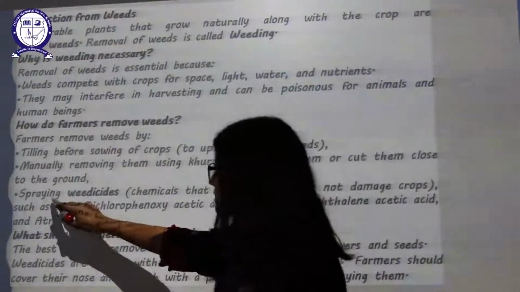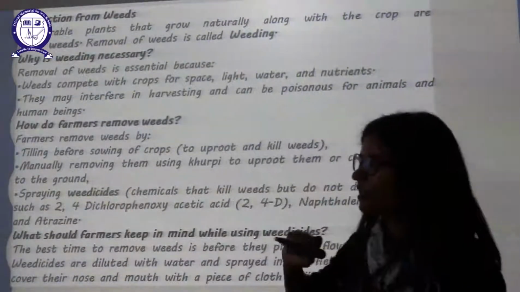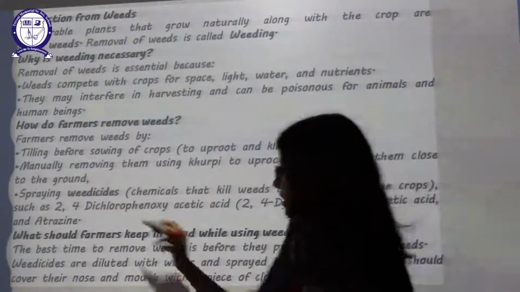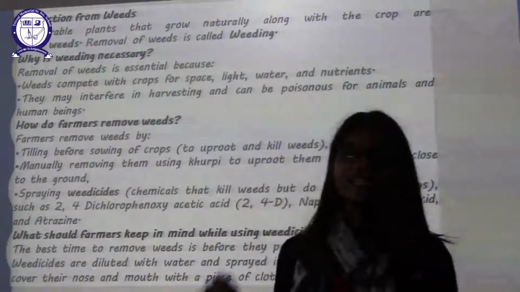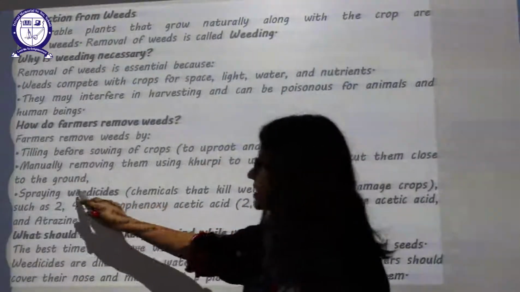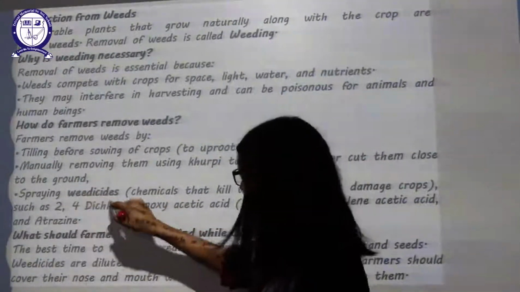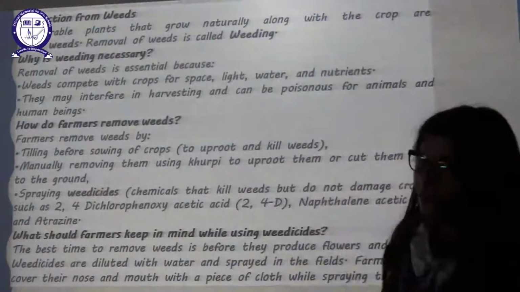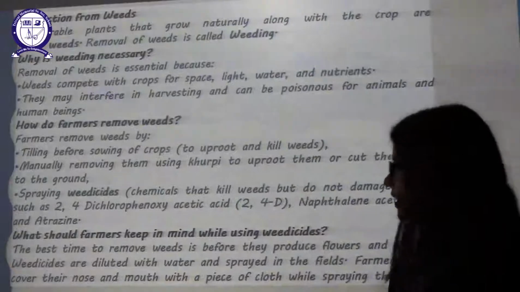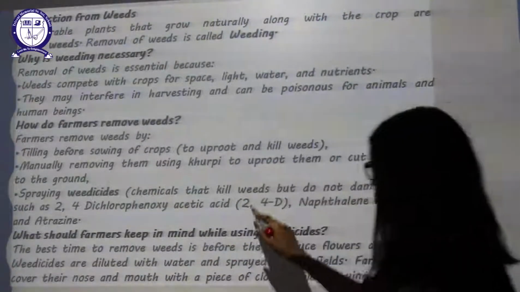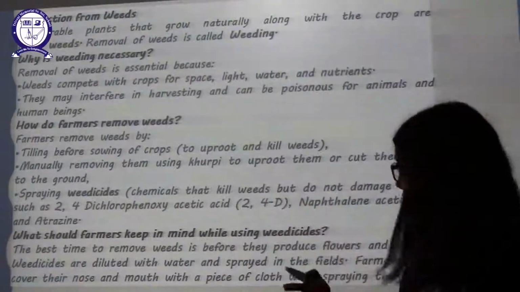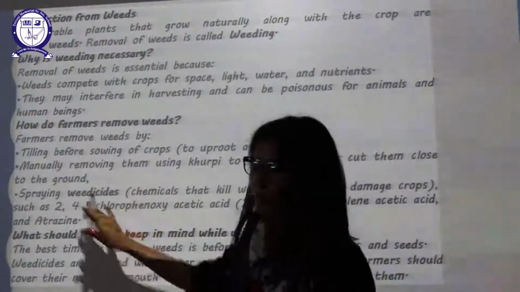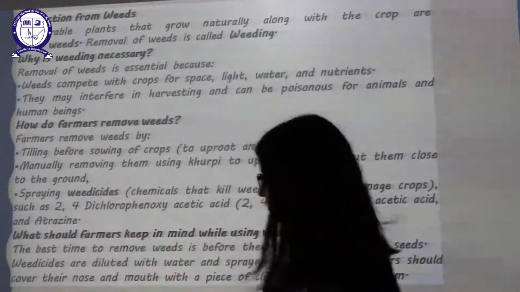Next, spraying of weedicide. Now this term weedicide. Whenever in science or biology you hear this word ending in "cide", it means killing. So here it means killing of the weeds. These are the chemicals which we use to kill the weeds, but they do not damage our main crop. Examples of this are 2,4-D, methane, which is kapoor, which we use in our home, acetic acid, etc. All these act as weedicides.